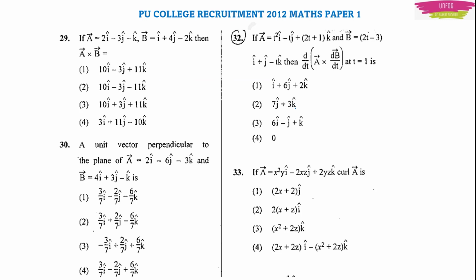Now I have these 4 questions. They are from the PU College Recruitment 2012 Maths question paper, paper 1. The first question is question number 29 in that question paper. If vector A is this and vector B is this, then A cross B will be. You know it, right?